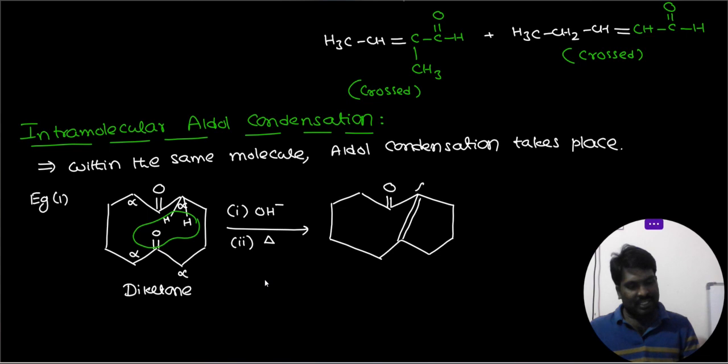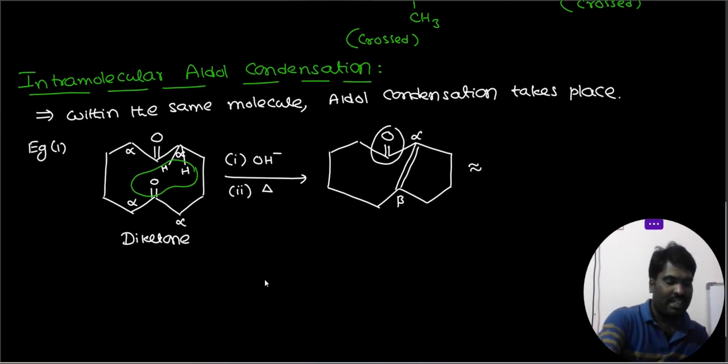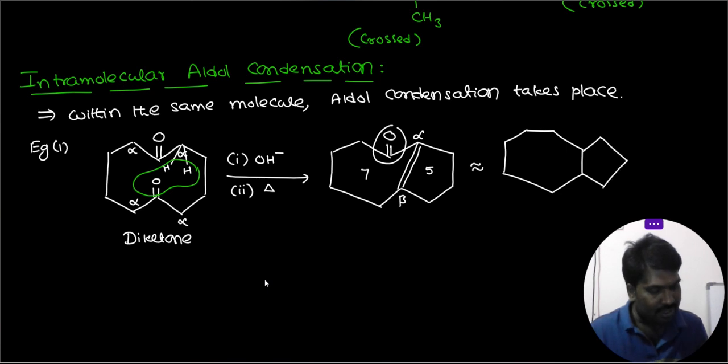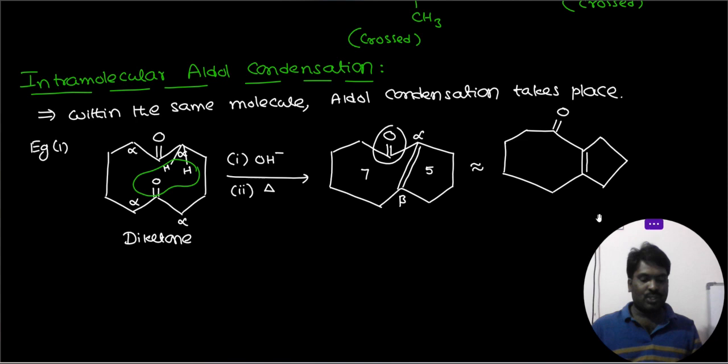Understood? Functional group adjacent carbon is alpha, next carbon beta. So this is an alpha beta unsaturated ketone. Clear or not? So this is the 5-membered ring. This is the 7-membered ring. Understood? This is the ketone, here the double bond. This is an alpha beta unsaturated ketone. So here aldol condensation takes place within the same compound. This is the intramolecular aldol condensation reaction.